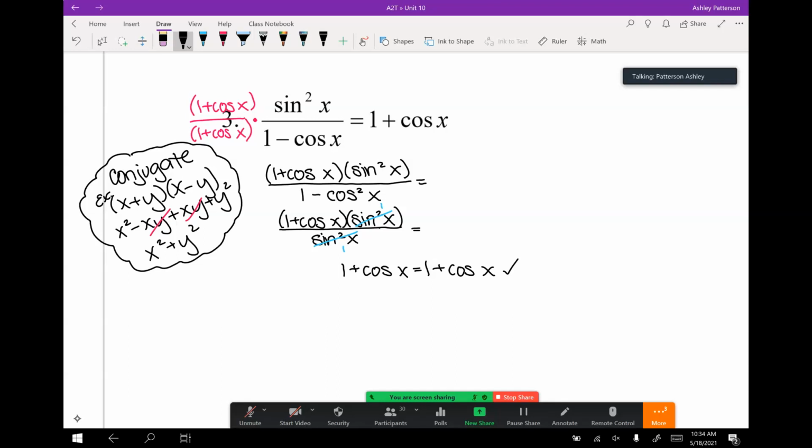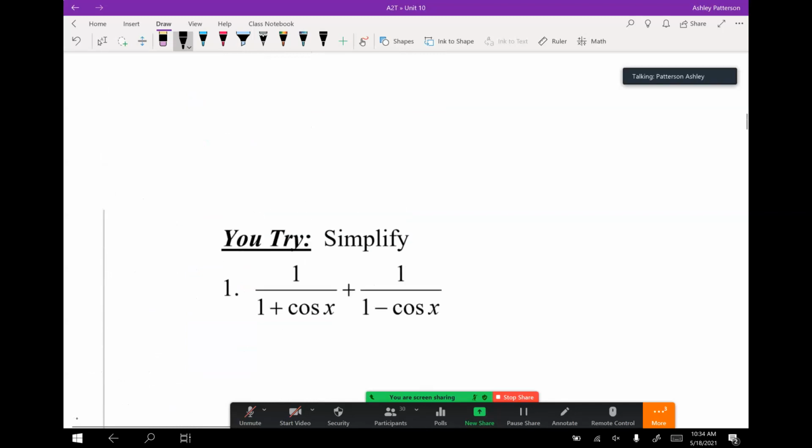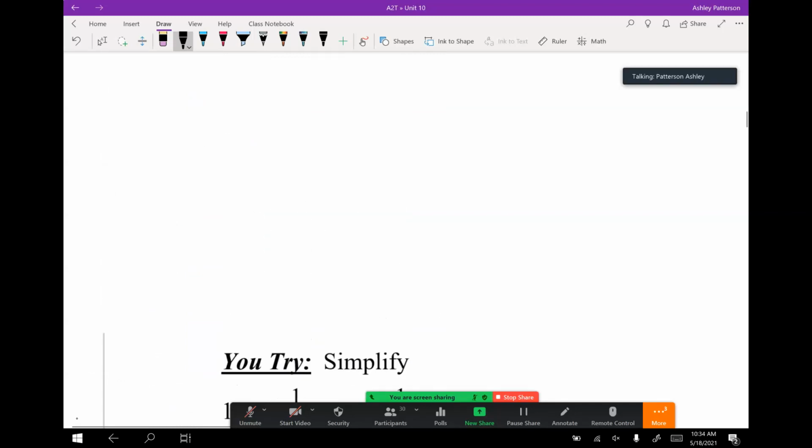Okay, so when we're working out proofs, when we're verifying, when we're showing, you can only manipulate one side. You can't go back and forth. All right? Now, it might ask you to simplify. Travel back in time with me, please, to example number 3.